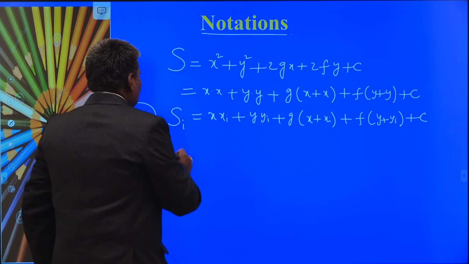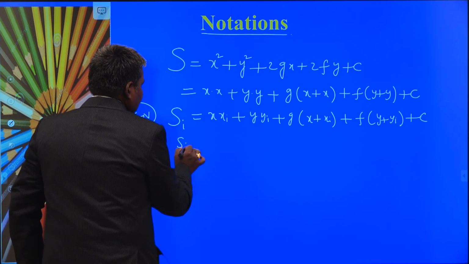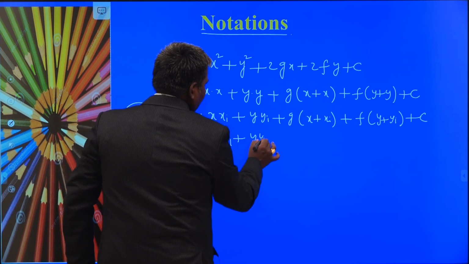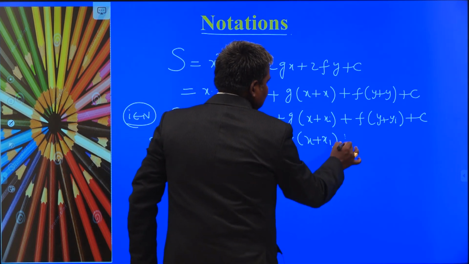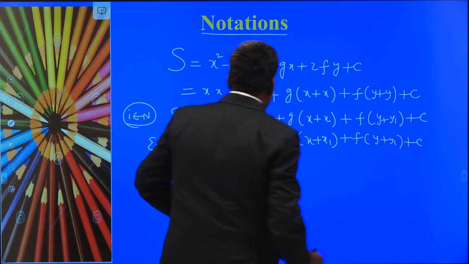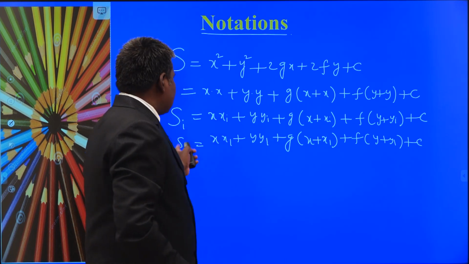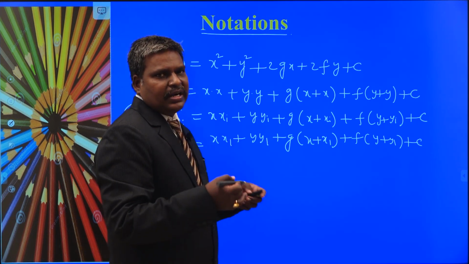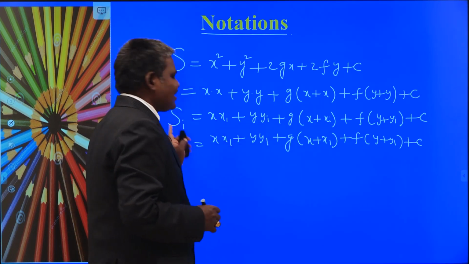Okay. So S1, for example, where 1 is a natural number, represents what? xx1 plus yy1 plus g times (x plus x1) plus f times (y plus y1) plus c. In future, instead of writing this whole expression, we can write S1. Suppose in your theorems, the equation of tangent or the equation of chord of contact may be S1 equal to 0. Instead of the whole thing, you can write S1.